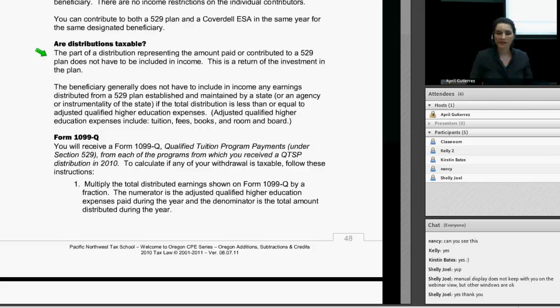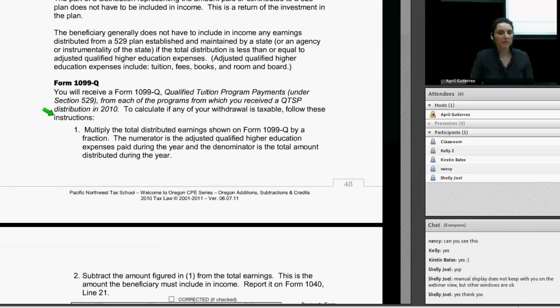So are the distributions from the fund taxable? The part of a distribution representing the amount paid or contributed to a 529 plan does not have to be included in income. This is a return of investment in the plan. And that's the federal rule. The beneficiary generally does not have to include in income any earnings distributed from a 529 plan established and maintained by a state or an agency or instrumentality of the state if the distribution is equal to or less than adjusted qualified higher education expenses for the year. Adjusted qualified higher education expenses include tuition, fees, books, and room and board.